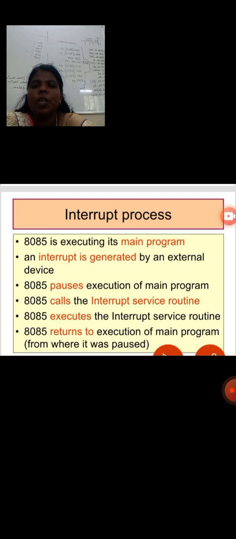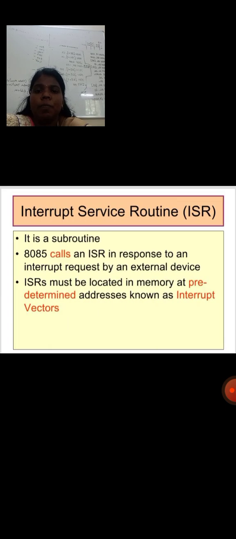8085 is executing its main program and an interrupt is generated by an external device. At that time, 8085 pauses the execution of the main program. After that, it will call the ISR, that is interrupt service routine, and after that 8085 executes the ISR. After that it returns to execution of the main program, from where it was paused. This is the process of interrupt.